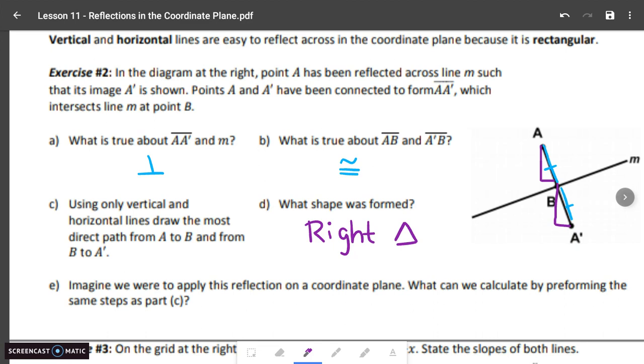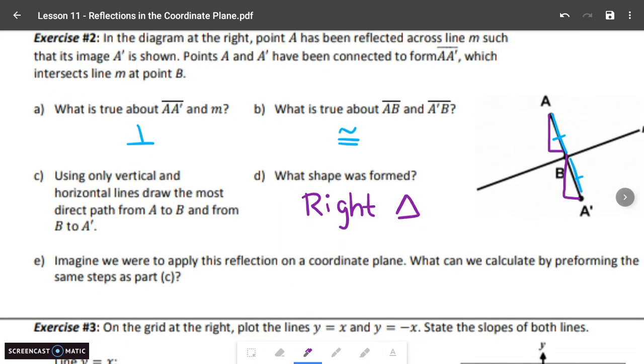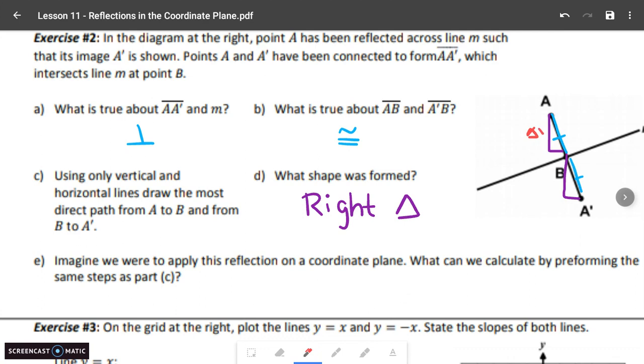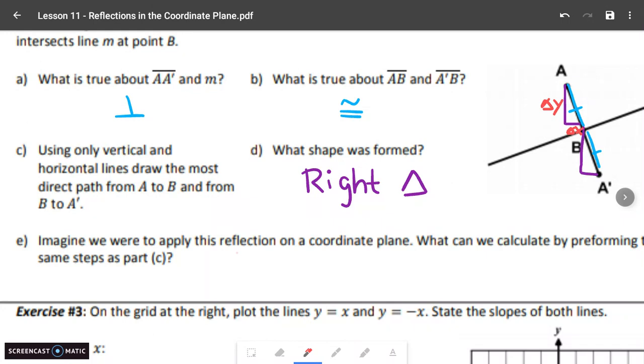So now if we were to apply this reflection on the coordinate plane, what can we calculate by performing the same steps as part C? Well, think about what we did. We went down and over, down and over. We looked at the change vertically, so the change in y over the change horizontally. So we have a formal name for that. The change in y over the change in x is known as the slope. So we can always use the slope to help us calculate our reflections as well.